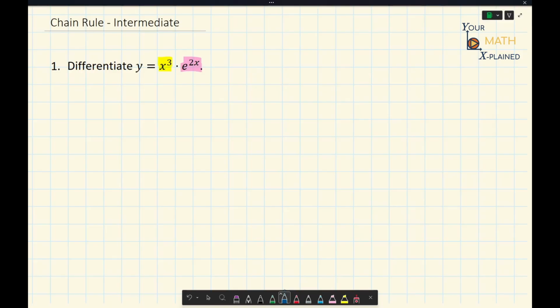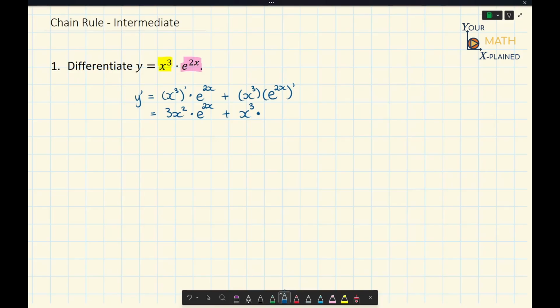So this means we're going to be applying our product rule first, which means y prime is equal to the derivative of the first function, so that would be x cubed prime, multiplied by our second function, which is e to the power of 2x. And then we're going to add our first function, which is x cubed, multiplied by the derivative of our second function. And now the derivative of x cubed is 3x squared. And then we multiply that by e to the power of 2x plus x cubed.